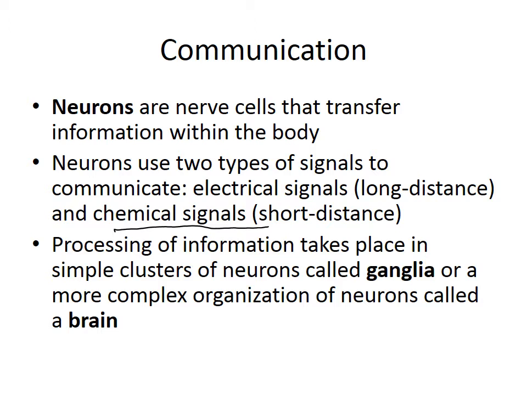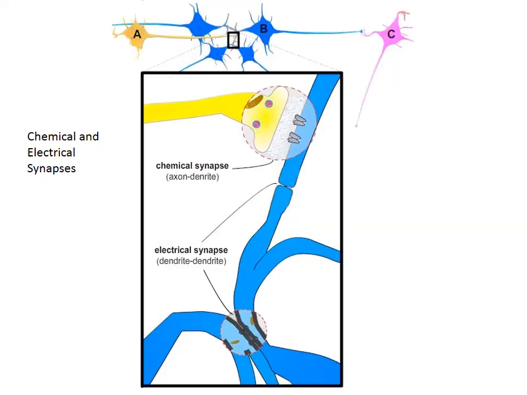Processing of information takes place in simple clusters of neurons called ganglia, or a more complex organization of neurons called a brain. So all these signals are actually integrated in small areas called ganglia, where the information that they just received is processed. And what does that mean? That means that the cells are talking to each other and saying, hey, I got this part. Hey, did you get that part? And so then it becomes a more coherent signal, and then it's sent on to the brain. And the brain says, I see it. And then we do the appropriate action that is required.